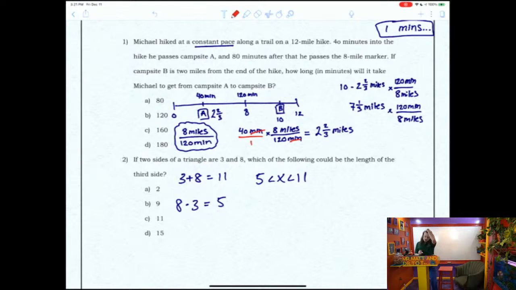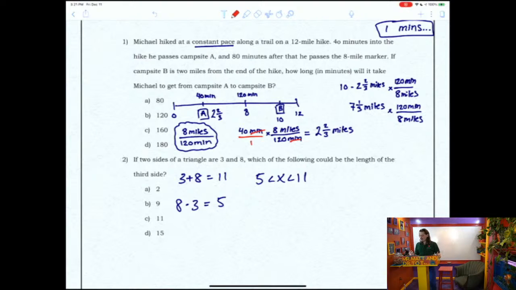So A is 2 2/3 miles into the hike. Now they want to know how long it's going to take him to go from campsite A to campsite B. Campsite B is at mile marker 10. So if we subtract 2 2/3 from 10, you're going to get 7 1/3, or 7.3 repeating.